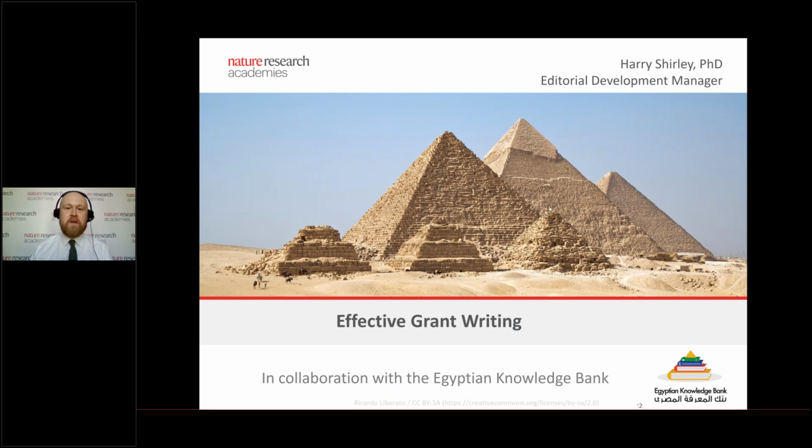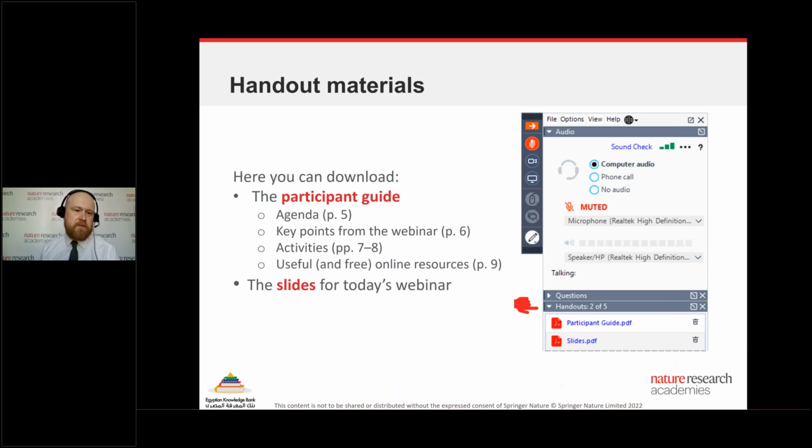We've got lots to talk about today, but before we get started, I'd like to make some key points. Firstly, we have some handout materials for you today. These are yours to keep, so do download these. You can find them under the Handouts tab. What you'll find is a participant guide for today's workshop. Within the guide, you'll see an agenda for today's sessions. I've also added some key points to take away from today's webinar.